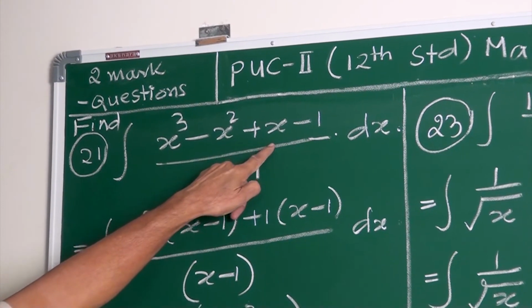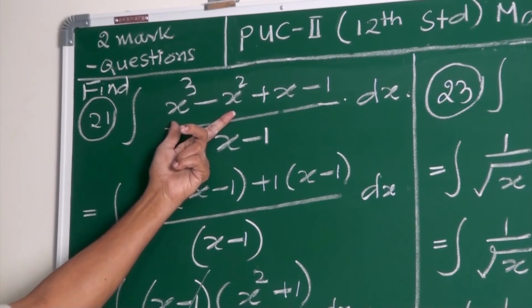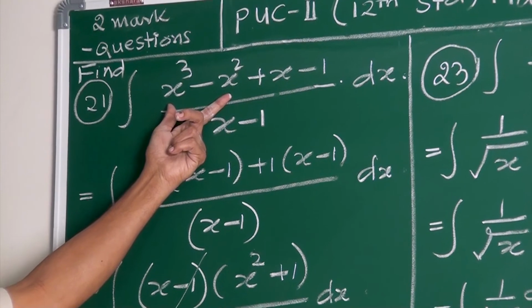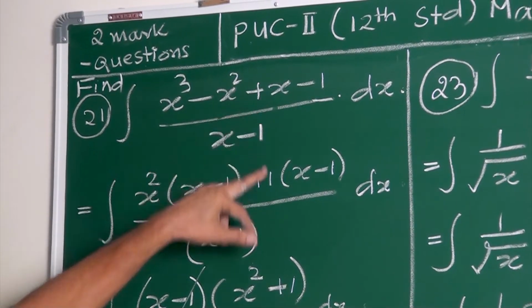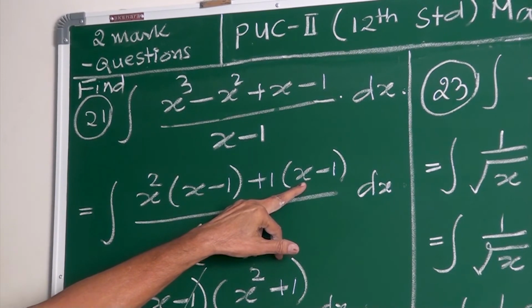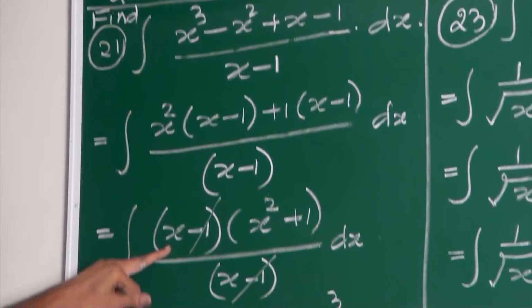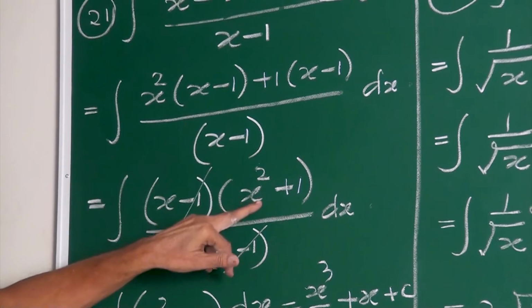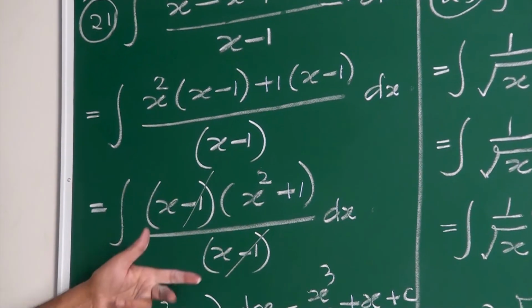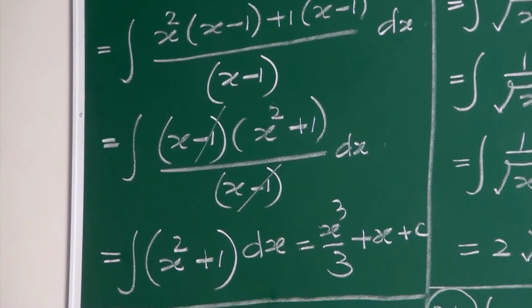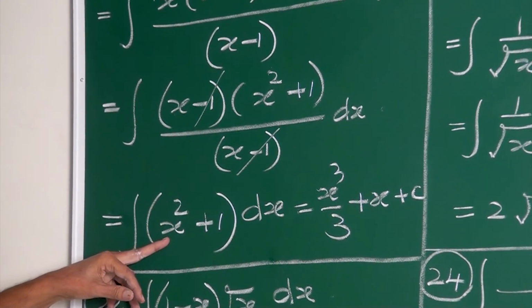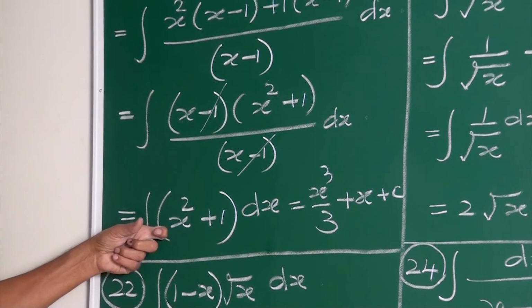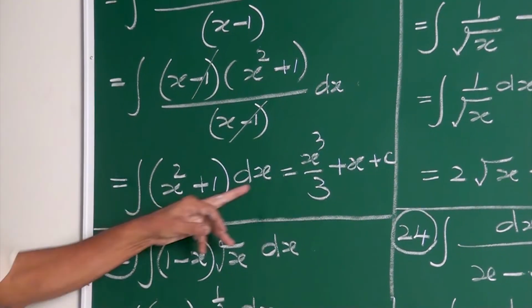This is one group, this is the second group. From these two, x square is common. If you take x square common, you are left with x minus 1. Here you take plus 1 common, you are left with x minus 1. So x minus 1 is common. The second bracket is x square plus 1 upon x minus 1. X minus 1 cancels with x minus 1. This is the integral of x square plus 1, which is the integral of x square, add 1, divide by the same.